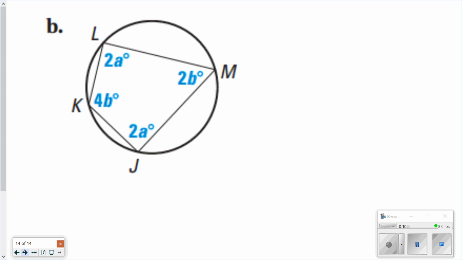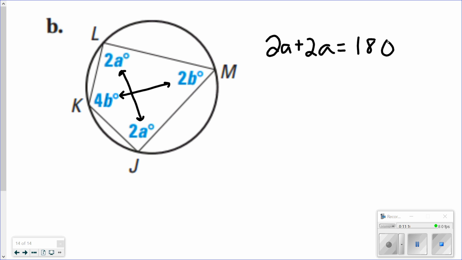Here's our next question. Same thing, I know that my opposite angles are supplementary, so that means that they add up to 180. So let's solve for A first. So I have 2A plus 2A is equal to 180. Combine like terms, 4A is equal to 180, and we get that A is equal to 45.